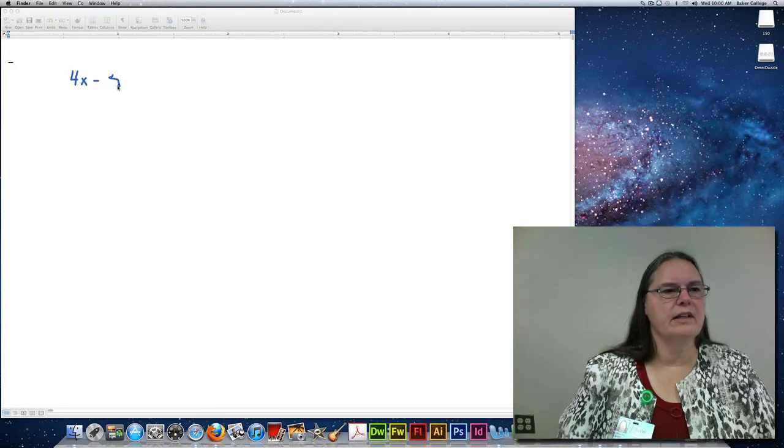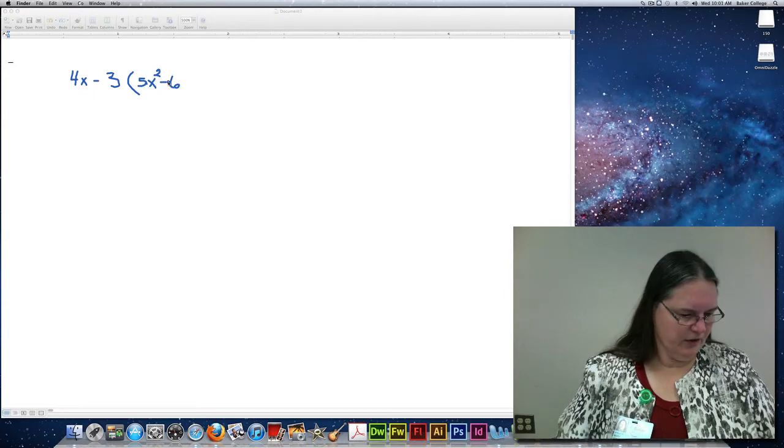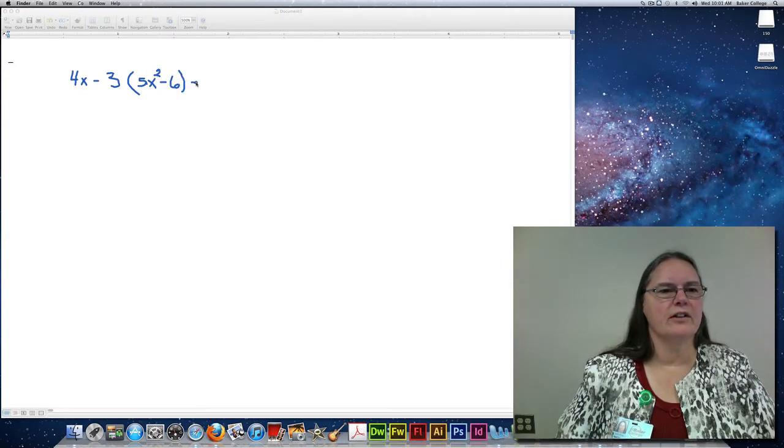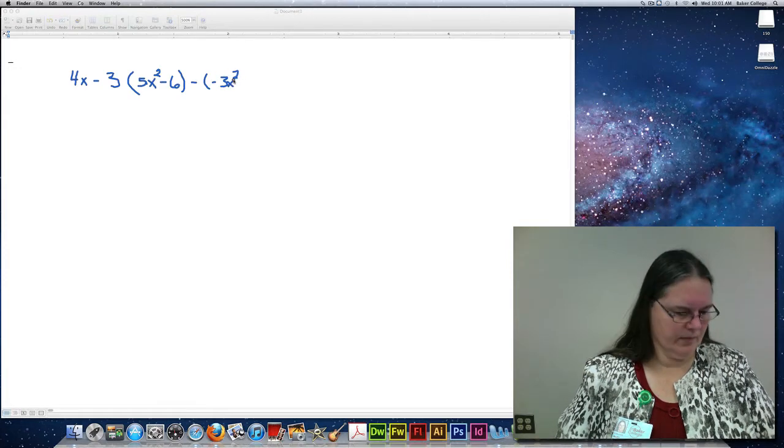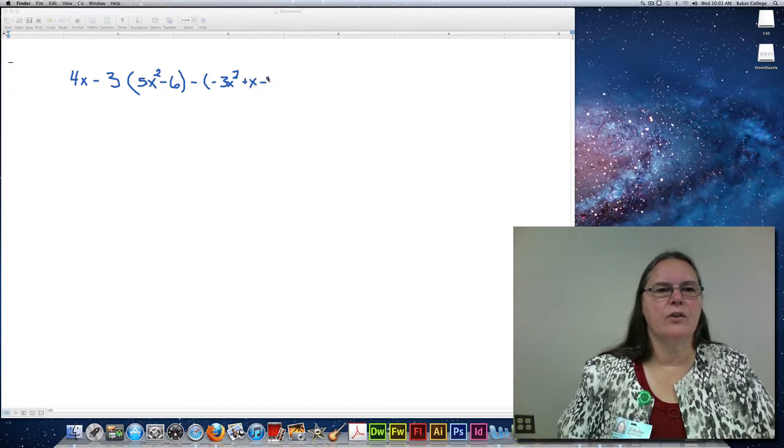4x minus 3 times the quantity of 5x squared. It's fun to write with the mouse. Minus 6, especially if you're not used to it. Hopefully I get better at this. Minus, close that quantity, minus the quantity of the opposite of 3x squared plus x minus 3. Close that quantity.